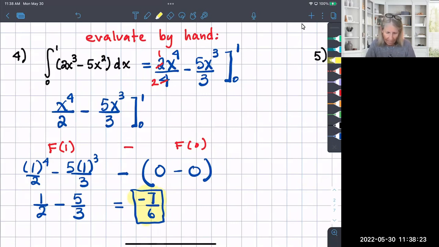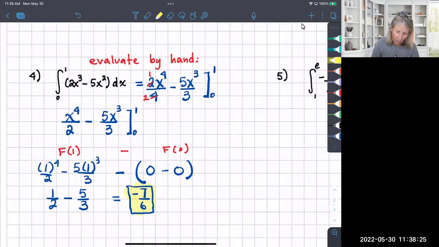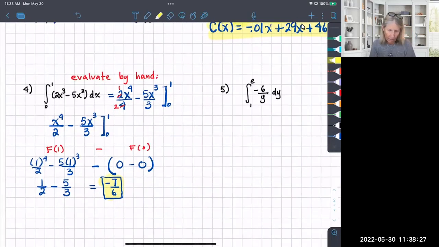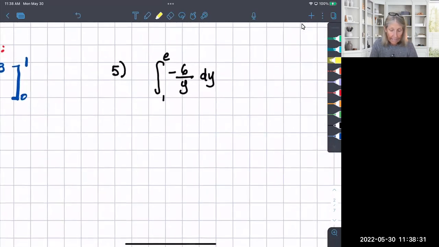Okay, let's do another one by hand. So this one's a little messier. We're going to do an integral from 1 to the letter e of -6/y dy. So it's possible, because we have an e there, that our answer might have e's in it. Okay, let's get our antiderivative.